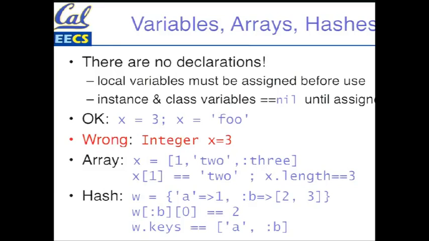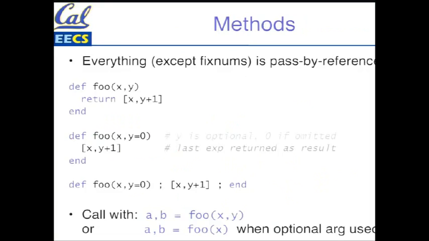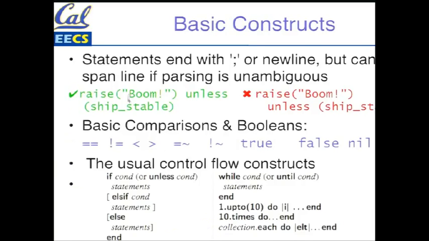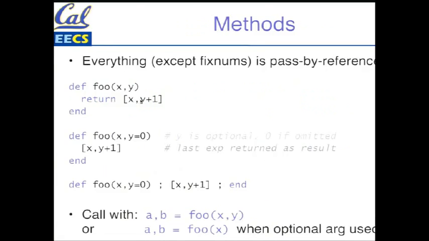OK, we're almost through with nuts and bolts stuff. Methods. Everything is basically passed by reference. Here's a very simple method definition. Foo of x and y, whoops, sorry about that. That just returns an array of x and y plus 1. How could you call this method? Well, down here, you could call it with a comma b equals foo of x and y. You can assign to individual elements as well as to an array.